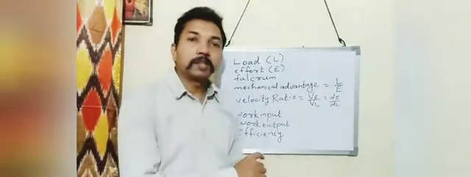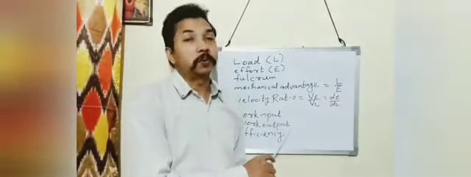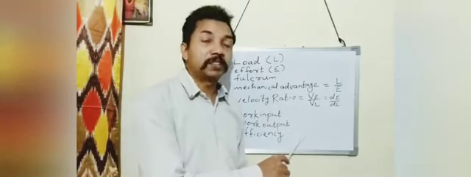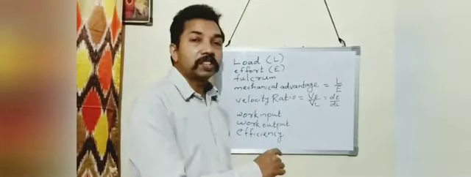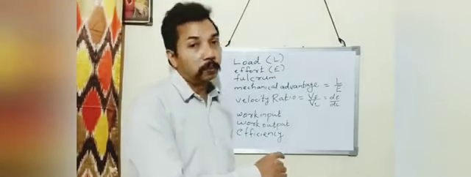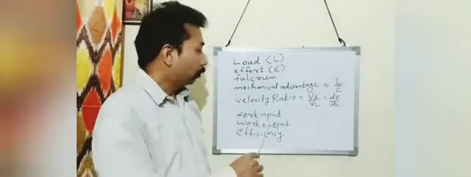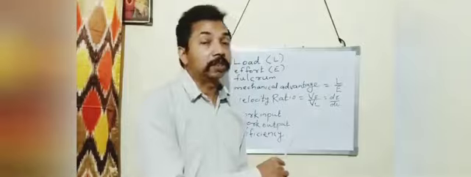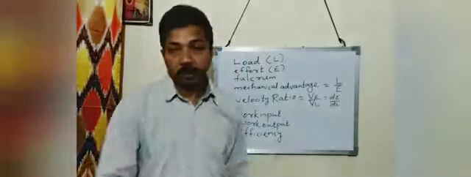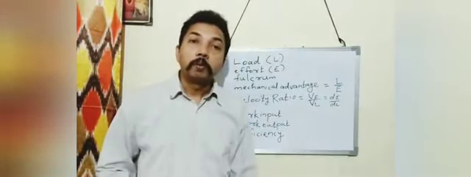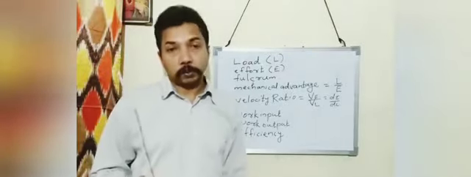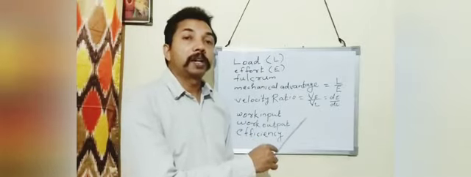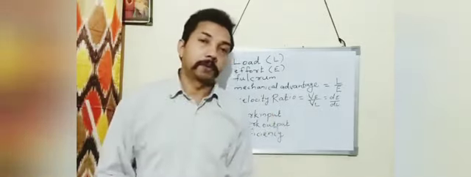Now the next term is work input. So work input means work done on the machine. Work done on the machine is called work input. So which is equal to product of effort and displacement of effort. Work input is equal to effort into displacement of effort.